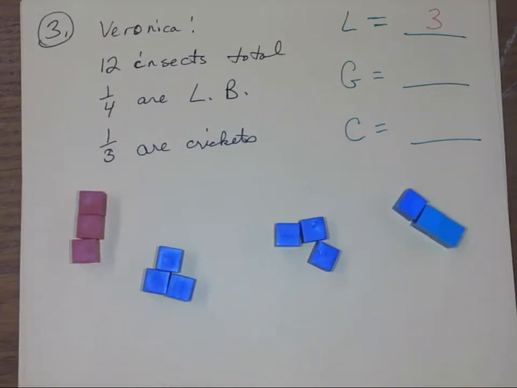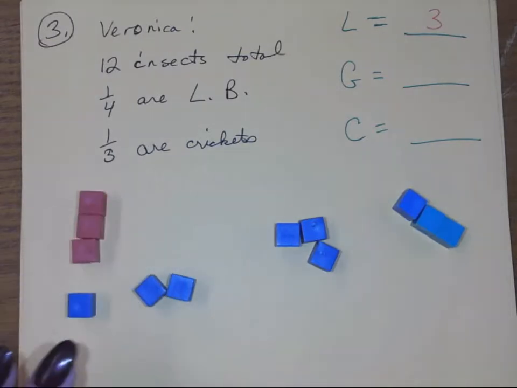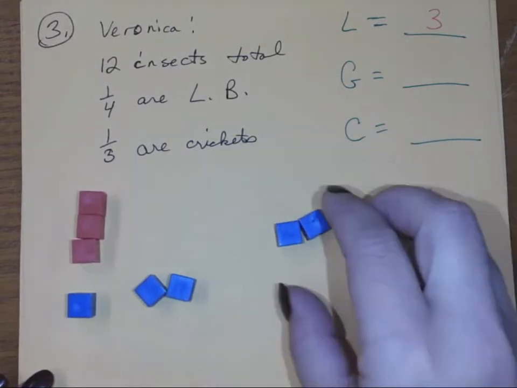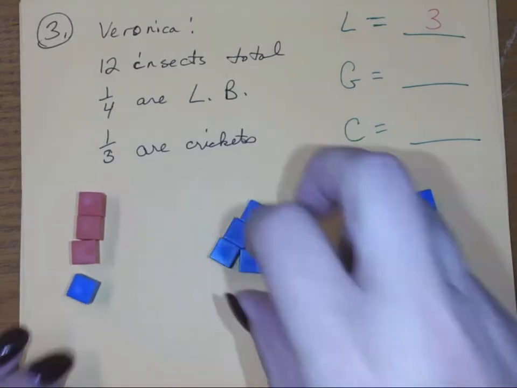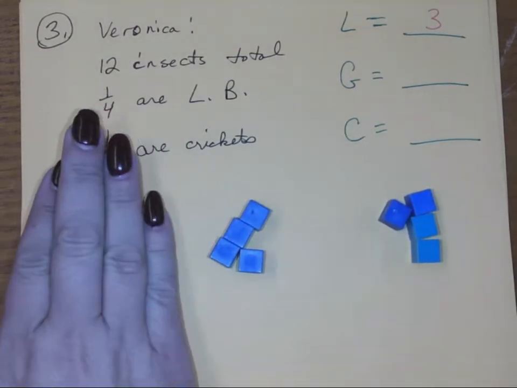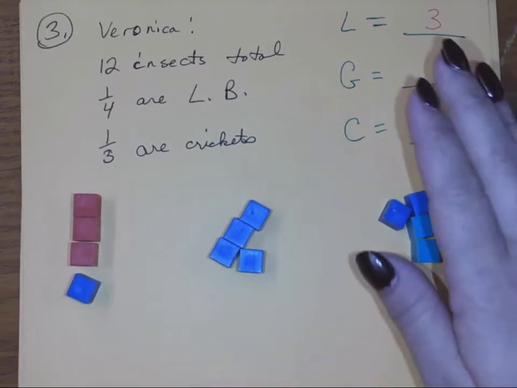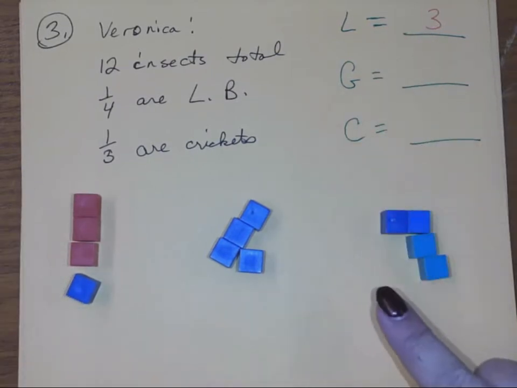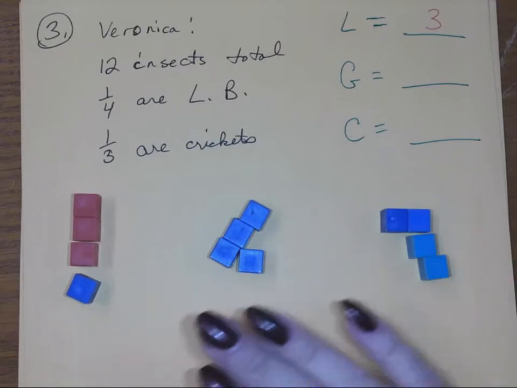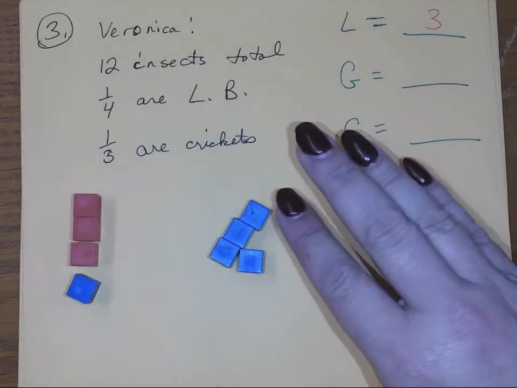Okay, and then a third of them are crickets. So I need to think to myself, what would be a third of 12? Well, that would be 4, right? Now, I don't want to use this third because I've already got some of them designated as ladybugs, right? So I'm going to use this third over here. There's 4 in each third, and that means 4 crickets.